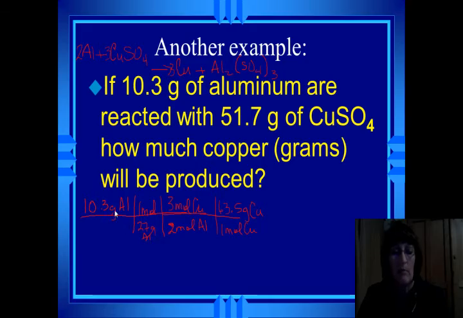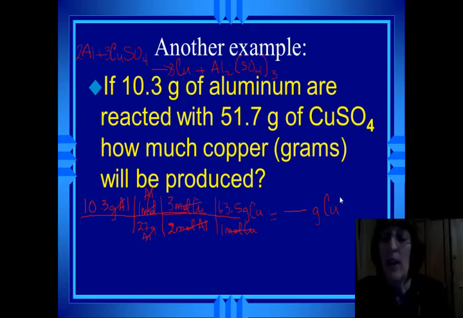Grams of aluminum, moles of aluminum, oops, I didn't write it there, did I? Moles of aluminum, moles of copper, and all I have left over here, my answer is going to be in grams of copper. So pop it into your calculator. 10.3 times 3 times 63.5 divided by 27 times 2.